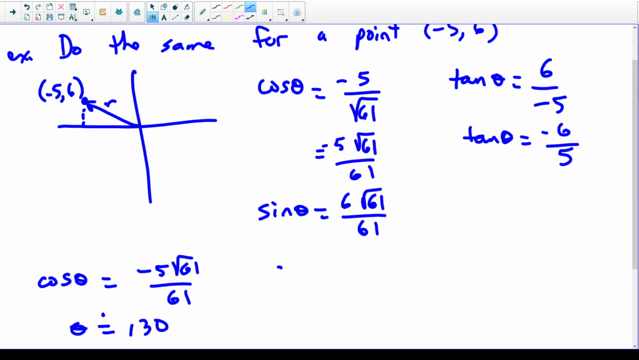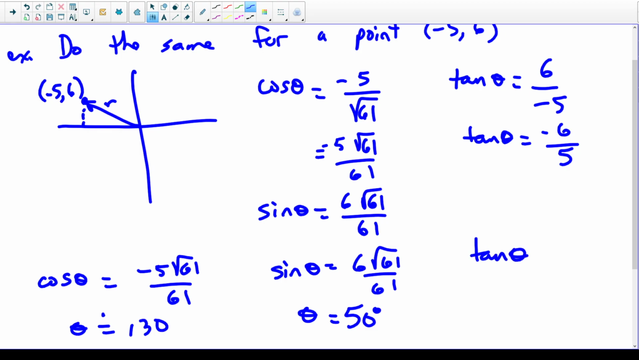But if we arc sine 6 root 61 over 61, we're going to get the exact same answer as we got before on the previous slide, which is 50 degrees, which is not the same answer as 130. If we arc tan negative 6 over 5, you're going to get a third answer of negative 50 degrees.